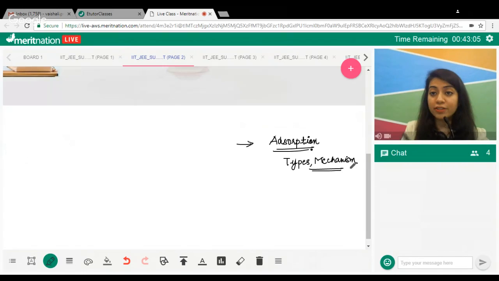What is the basic difference between both of them? What are the factors that affect adsorption? All of these come in the mechanism of adsorption. Then the next important thing in surface chemistry is catalysis, which you need to study in detail. Then another important topic is colloids and emulsion.